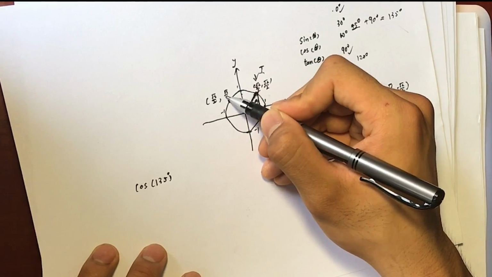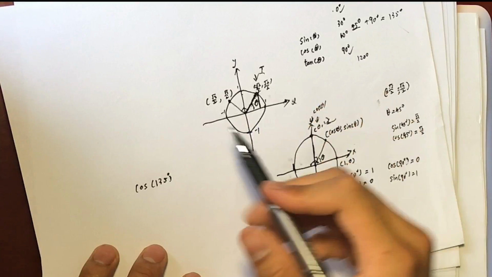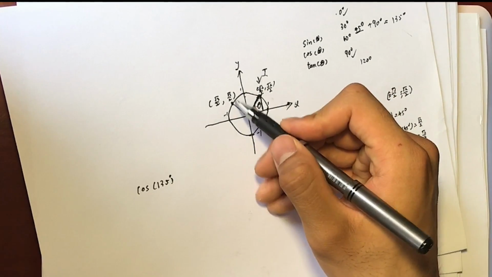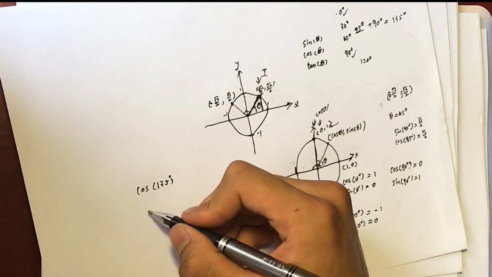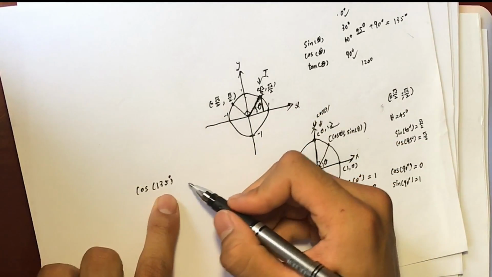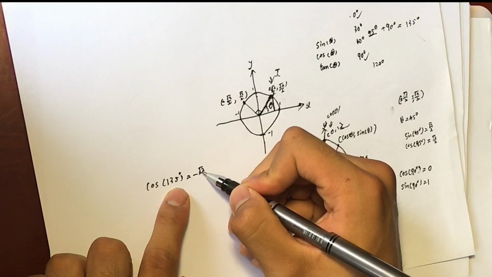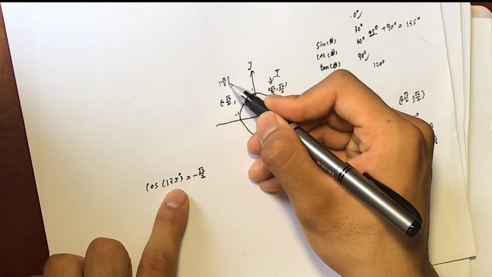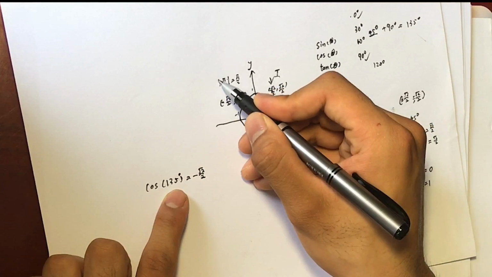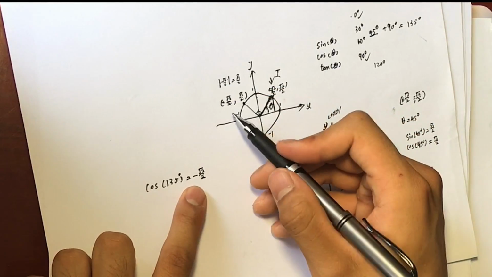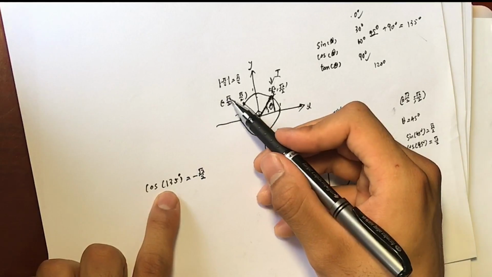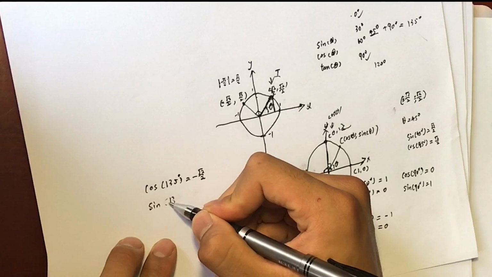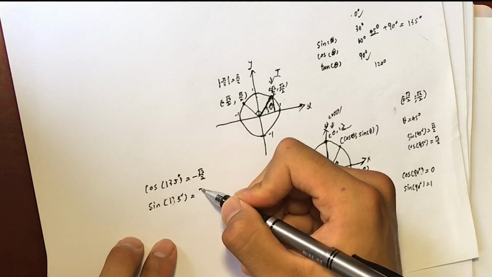√2/2 and √2/2. However, the sign is changed because right here is the left side. It's on the left side of your y-axis, so the first value should be negative. Which means your cosine 135 is -√2/2. The absolute value doesn't change, √2/2 is still √2/2, but the sign changes. So cosine 135 is -√2/2, and sine 135 is √2/2.